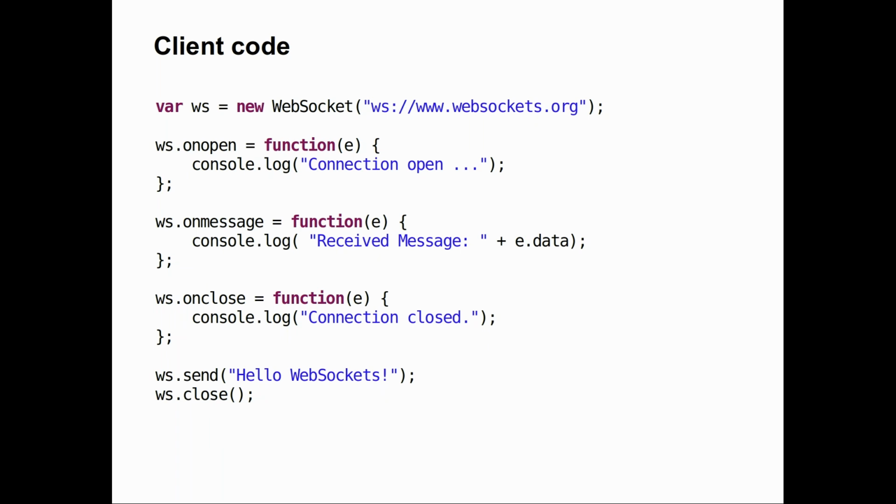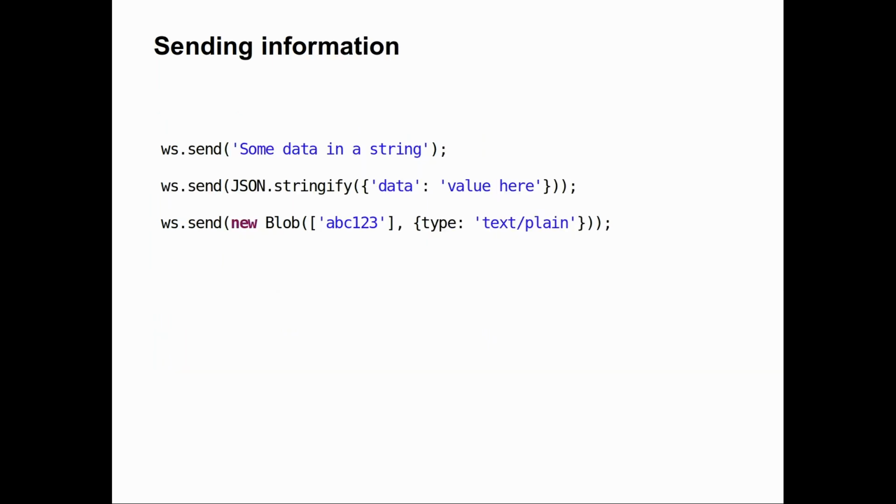Once we have a WebSocket object in JavaScript, we can define an onOpen event, an onMessage, and an onClose, and we can do things like send a message, and of course close the connection again. Very simplistic. This code really doesn't do a whole lot at all. If you want to send information, either you send it just as a string, you can send a piece of JSON by stringifying it, or you can send an object and give it a type as well. That's the very simplistic one.